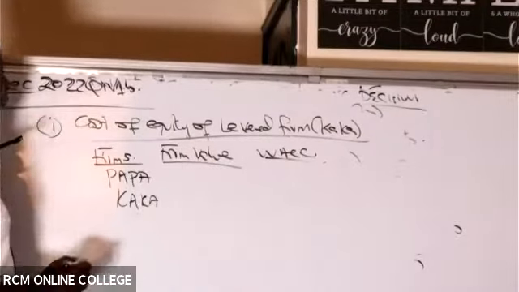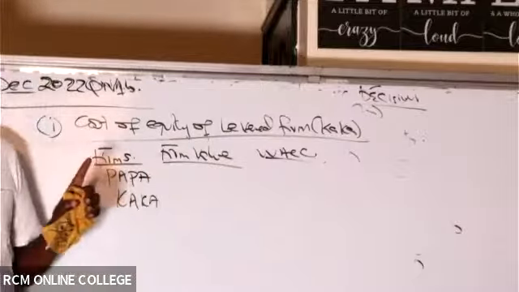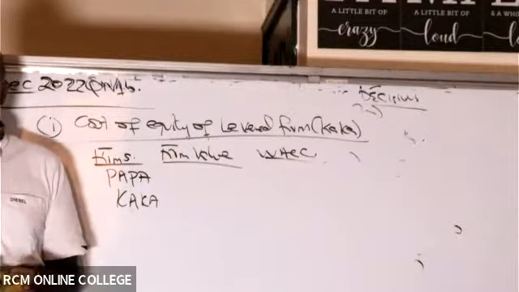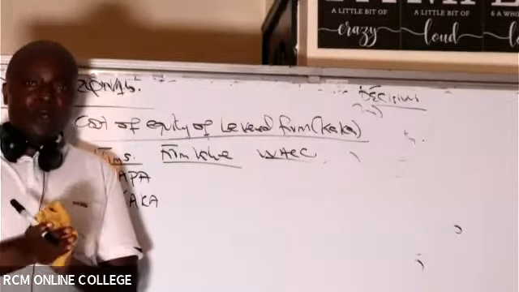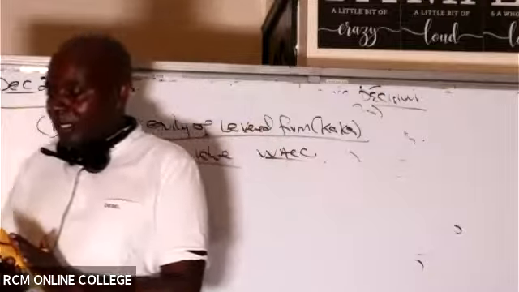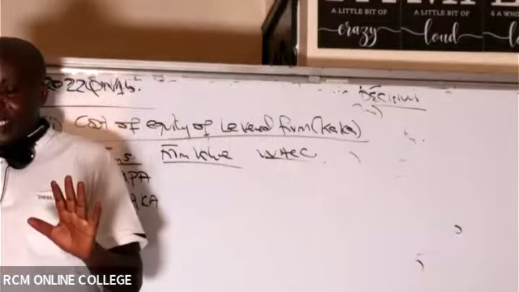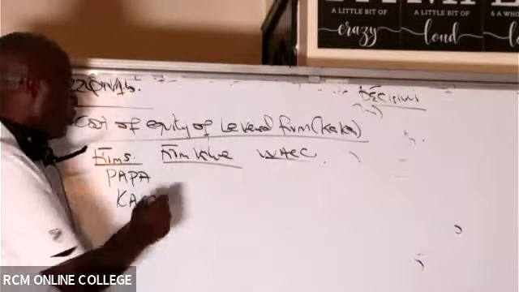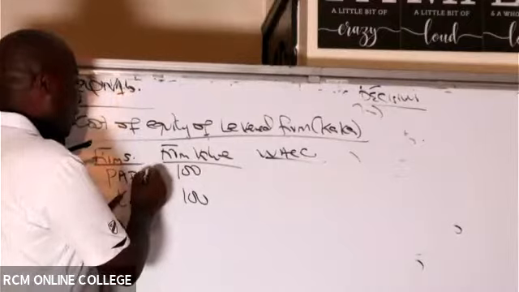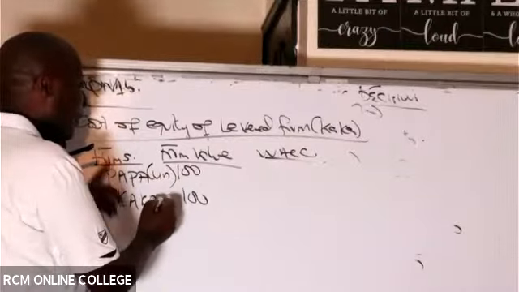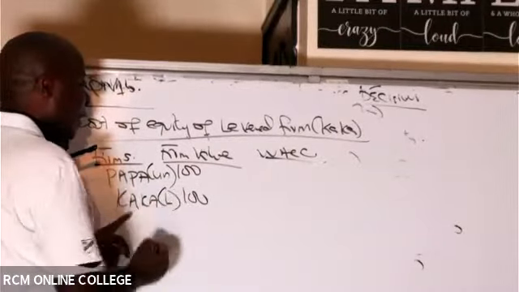Are you able to see the firm values of Papa and Kaka? Is there somebody who can tell us what the firm values are? It's 100, 100. We've already done it, isn't it? Thank you so much. Remember, Papa is unlevered. Don't forget this. Kaka is levered.